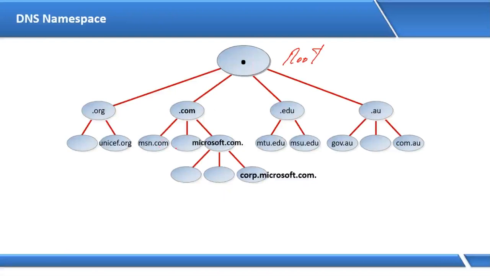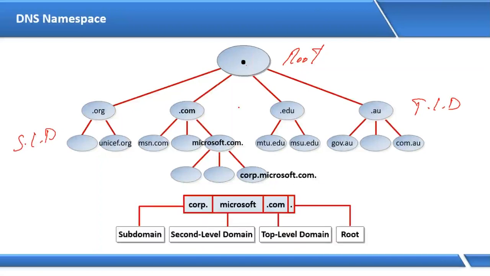And msn.com, yahoo.com, microsoft.com, gmail.com, this is called what here? Sorry, this dot is called root server, and this .com, .org, .edu is called what here? Top level domains here, right? And this microsoft.com, msn.com, yahoo.com, this is called what here? Secondary level domains. And corporate.microsoft.com, this is called what here? Subdomains here. So this is a complete picture, and this is called DNS namespace.